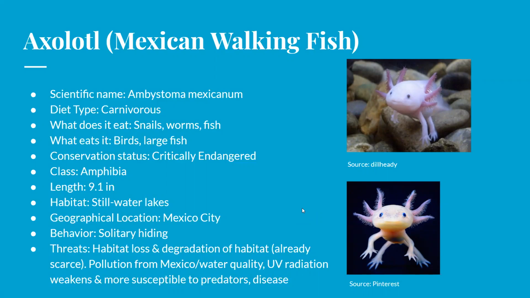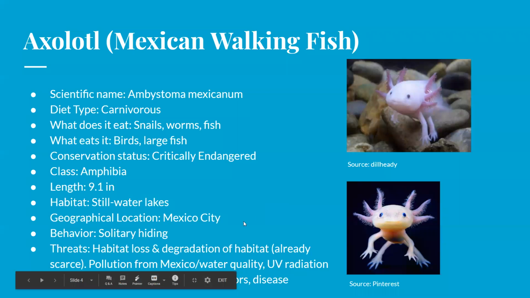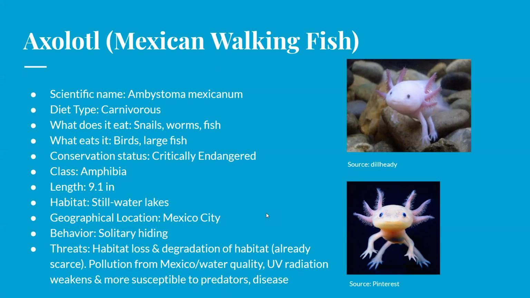And then the habitat it lives in is still water lakes. So it doesn't like being disturbed, right? It likes very calm, serene habitats, right? So the geographic location it's found in is Mexico City. And these axolotl organisms are actually very rare, so there's not many suitable habitats for it. So you really can only find it around Mexico City. And its behavior is quite solitary. It likes hiding between rocks and different plant life.